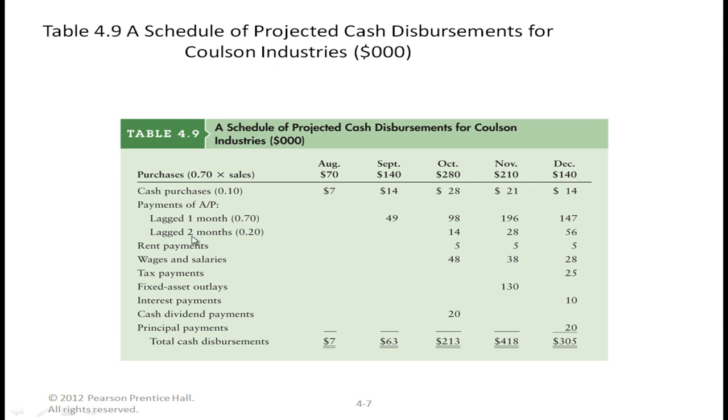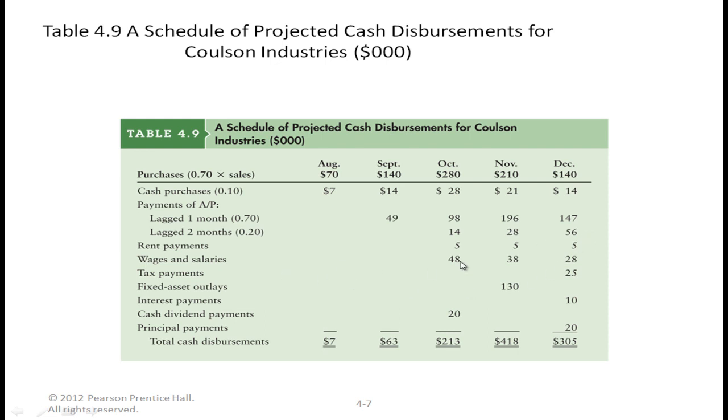Then they have lagged 2 months. So in October, 20% of August numbers will be 14. 20% of September's disbursements, 20% of 140 is 28, etc.